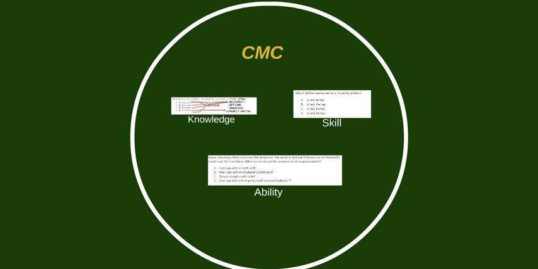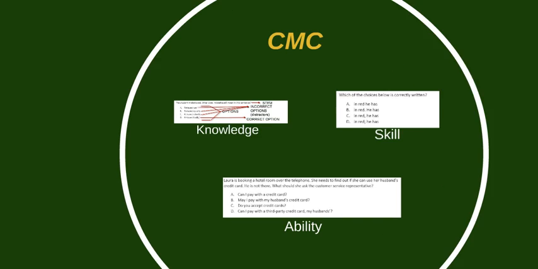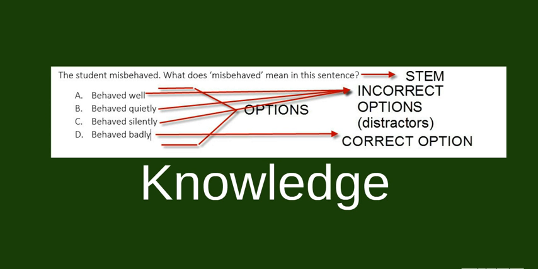All right, let's take a look at a classic multiple choice format. Here's a question based on knowledge. The student misbehaved. What does misbehaved mean in this sentence? It's a knowledge question. The student has to apply knowledge here. The question, the student misbehaved, what does misbehave mean in the sentence, is called a stem. Then there are four answers. One of those answers is correct, behaved badly, which is the correct option. And then there are three options in this case that are incorrect. Those are called distractors.